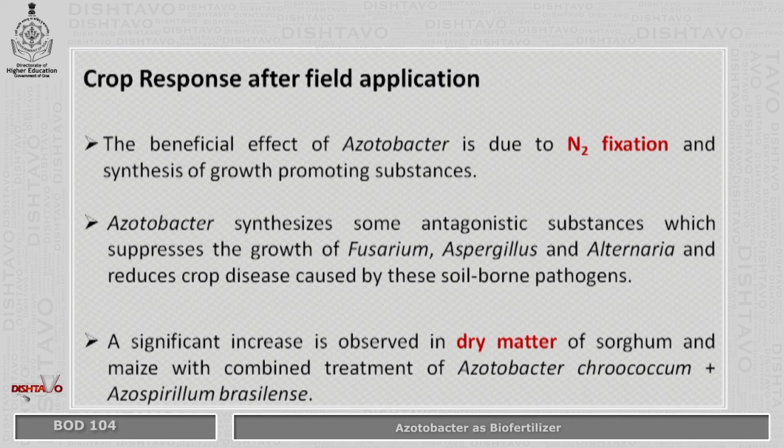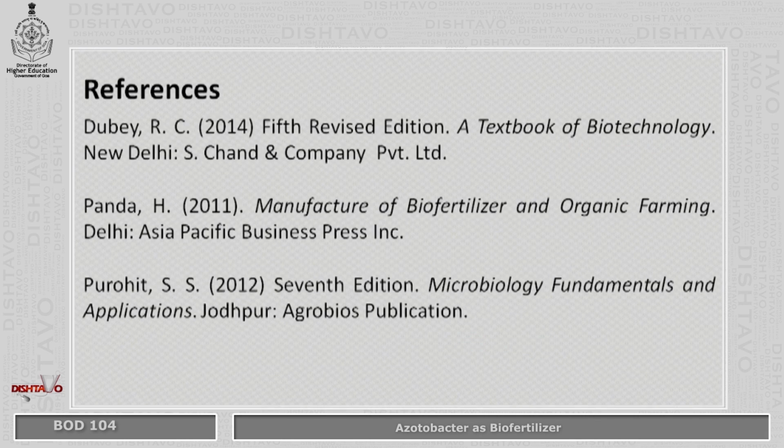Azotobacter is also reported to synthesize some antagonistic substances which suppress the growth of Fusarium, Aspergillus and Alternaria, and it reduces crop diseases caused by these soil-borne pathogens. A significant increase is observed in dry matter of sorghum and maize with combined treatment of Azotobacter chroococcum and Azospirillum brasilense. These are the references for further reading.